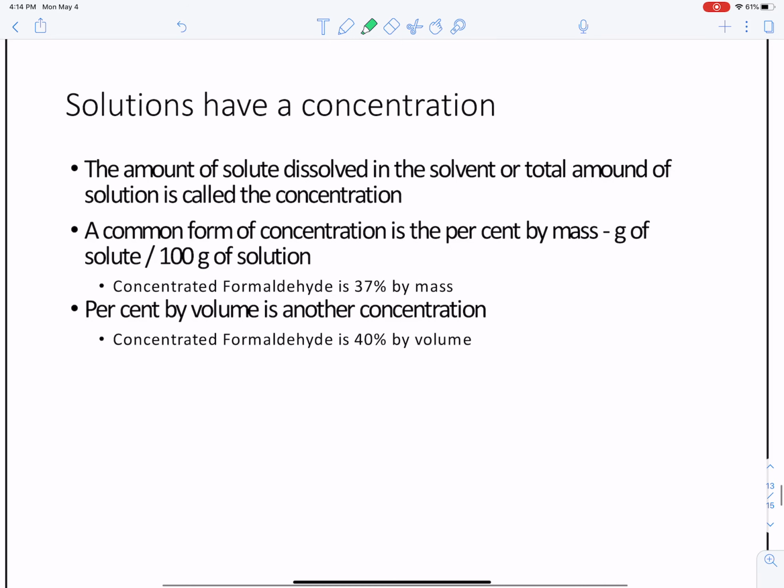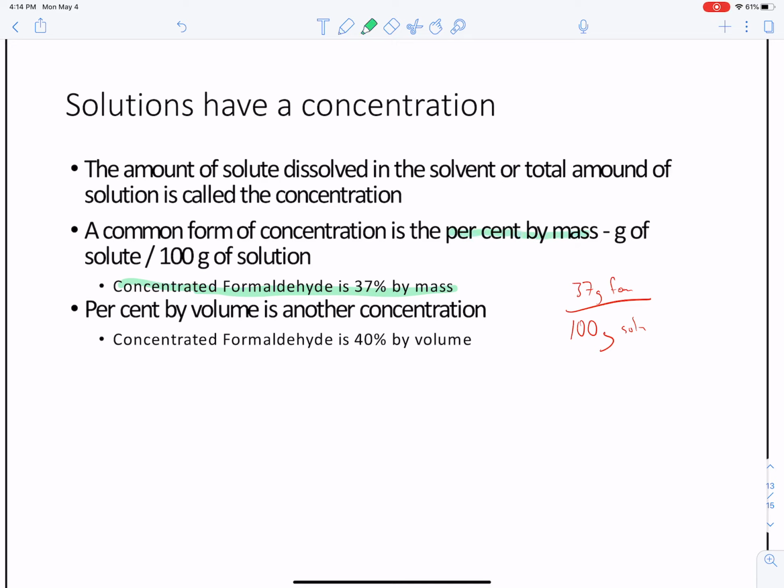All right. So solutions always have a concentration. And this concentration is how much stuff is there. Concentrated formaldehyde is formulated at 37% by mass. So that means if I have 100 grams of solution, I've got 37 grams of formaldehyde. That's kind of nice. This is a percent by mass.